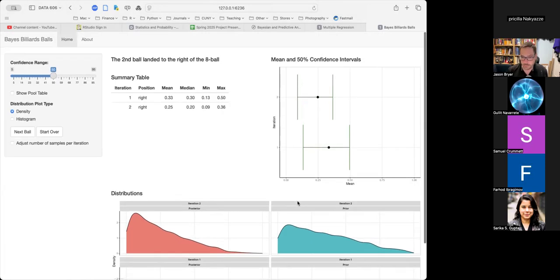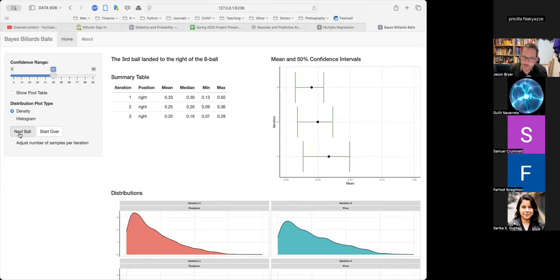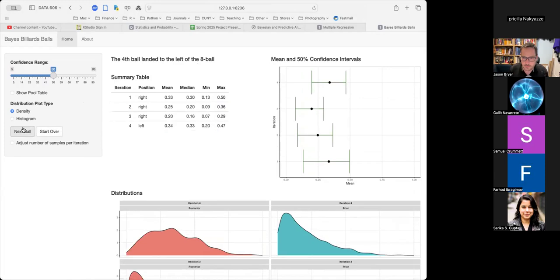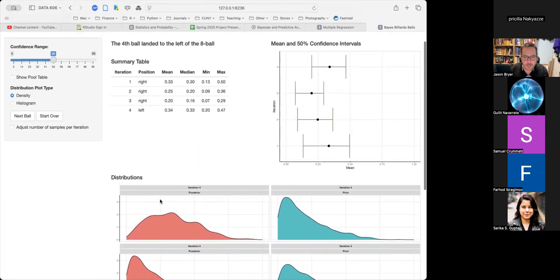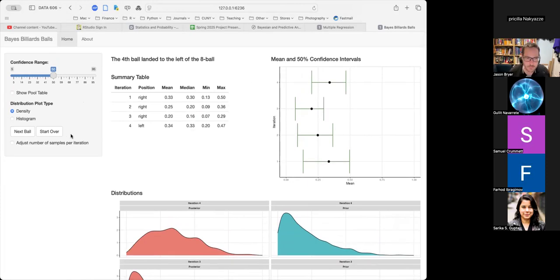I'm going to run through that same process and keep all the cases where it lands to the right. So now I think the 8 ball is a little bit more to the left. I can do this a bunch of times. The third iteration is also to the right. Now I went to the left. So this posterior became this prior, I ran it through, and I got this prior. In iteration four, this posterior became this prior, but now it went the other way. So you can see the distribution shifted. It's like, oh, maybe it's a little bit more to the right.